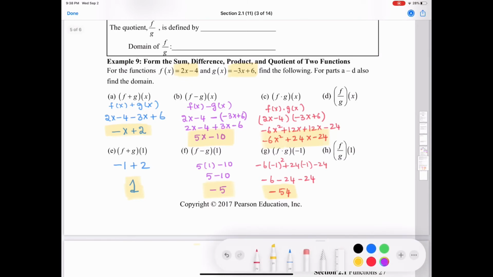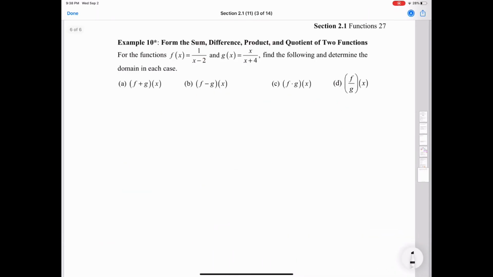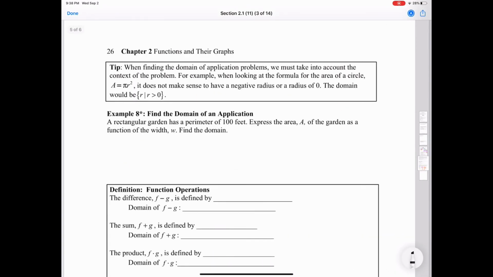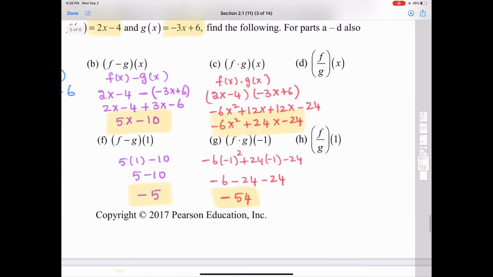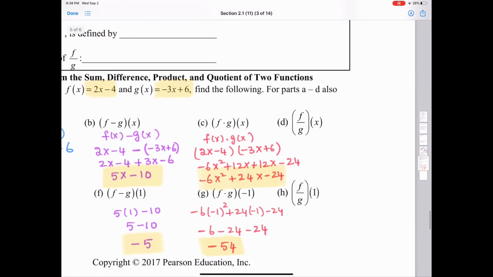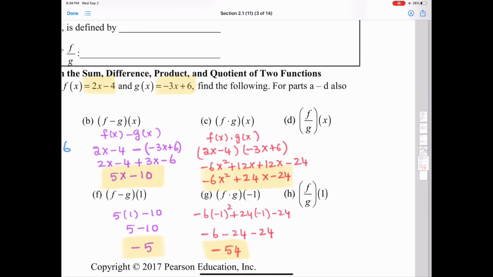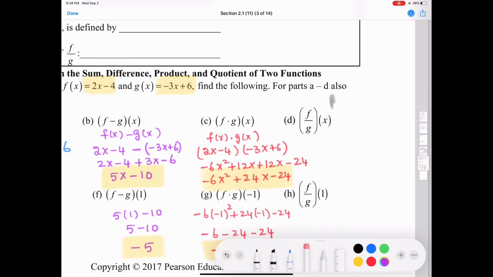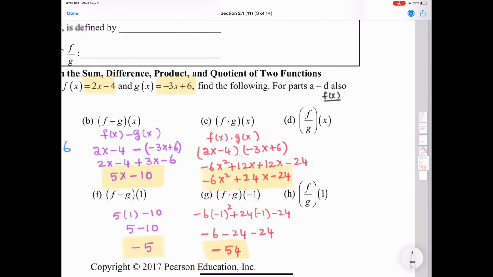Now the last one, for D, you will have to divide them out. So in order to divide the two functions, I'm taking the two functions f of x and g of x and dividing it out. So the meaning of this is f of x divided by g of x.